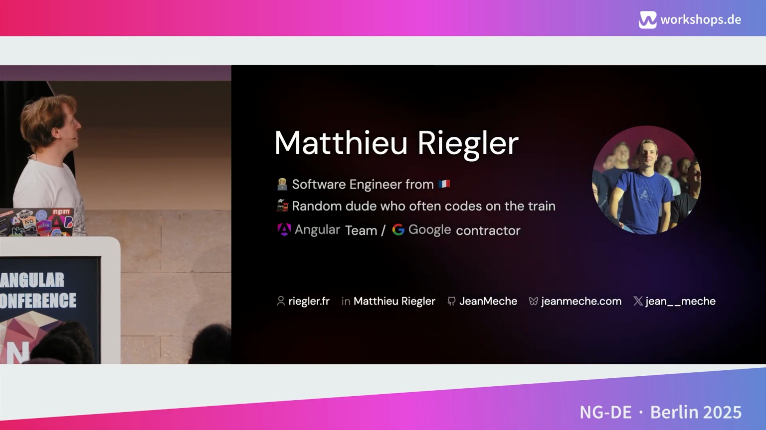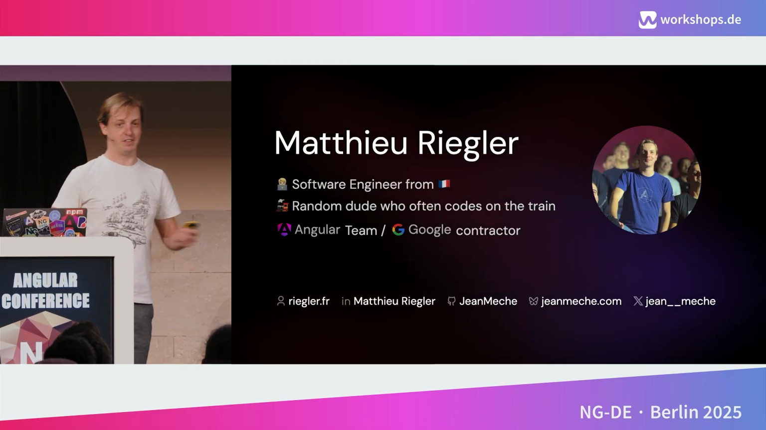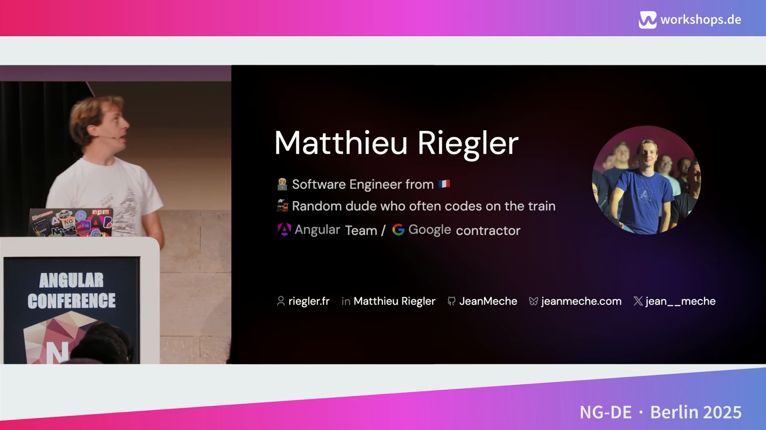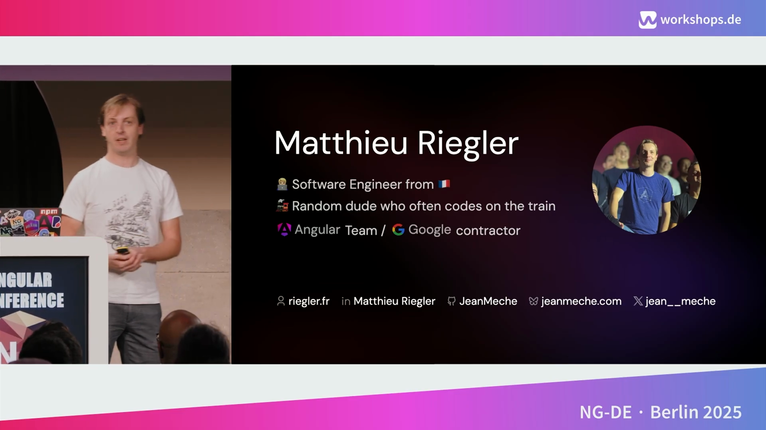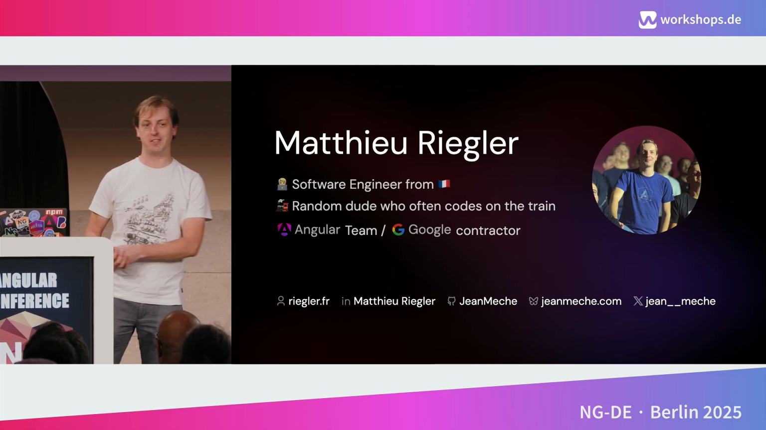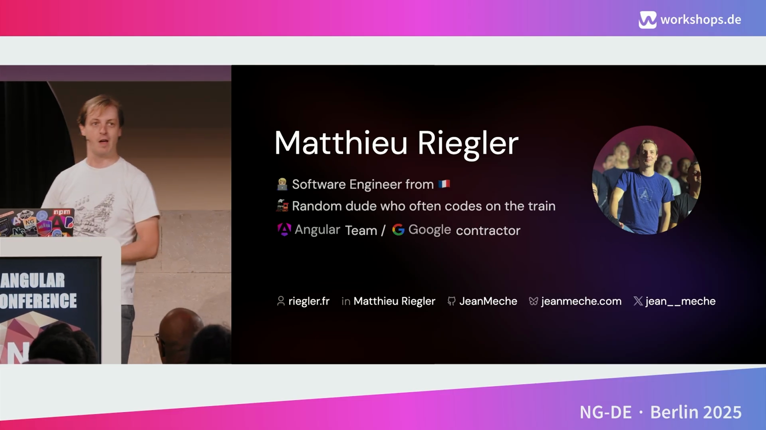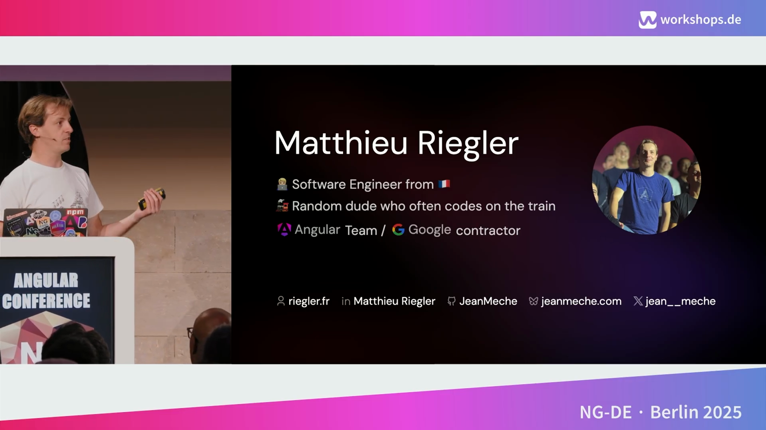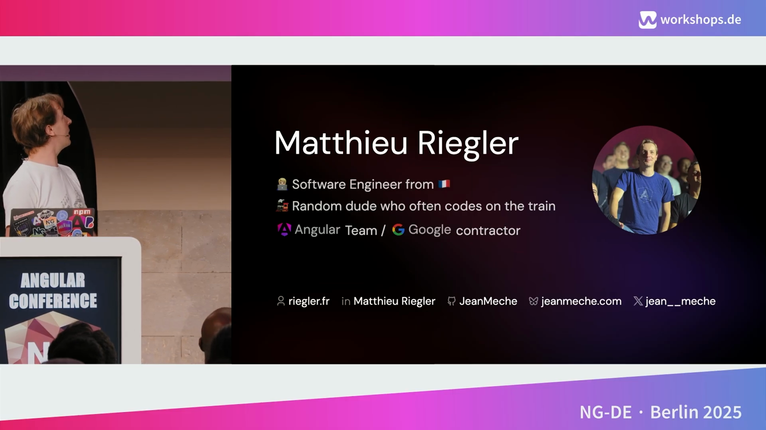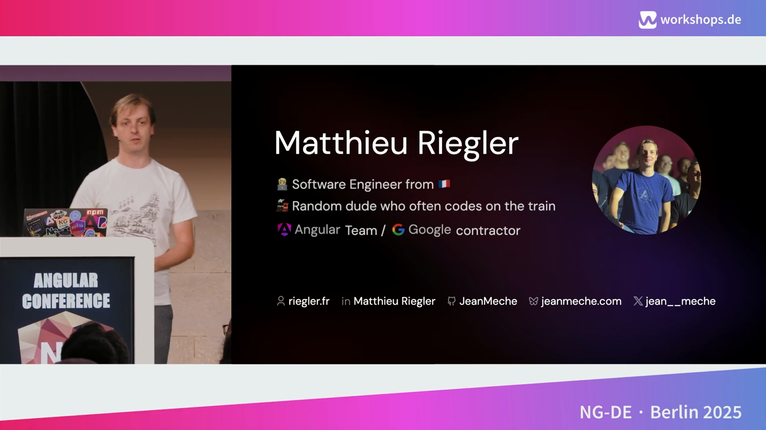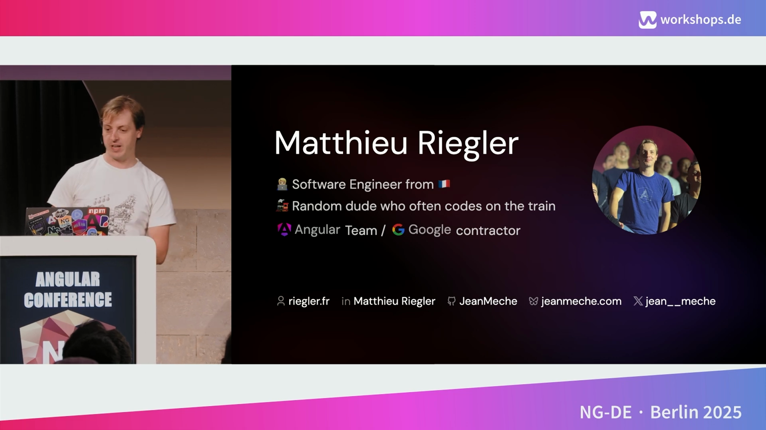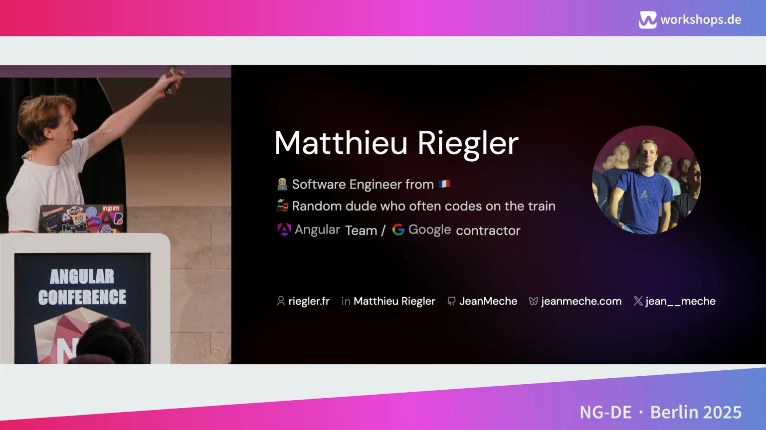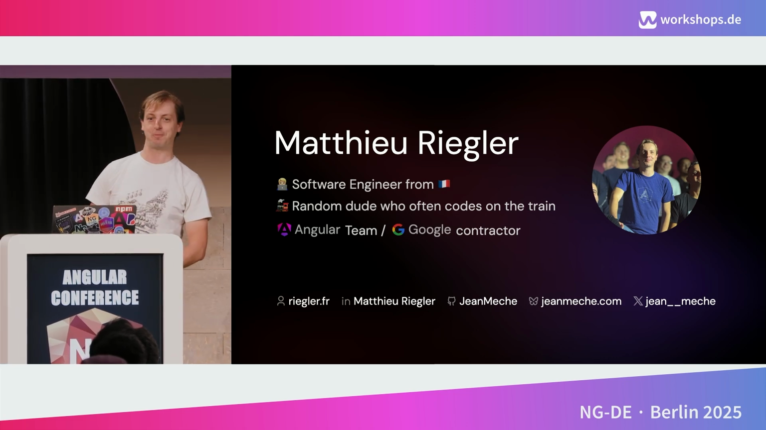So, like I was introduced, I'm Matthieu Riegler. I live in France. I'm a software engineer, also half German. I'm the kind of dude that codes in the train. You often see pictures of me writing something in the train. I'm part of the team as a contractor at Google. And you can find me on different social networks, mostly under my very French nickname, Jean-Mèche.